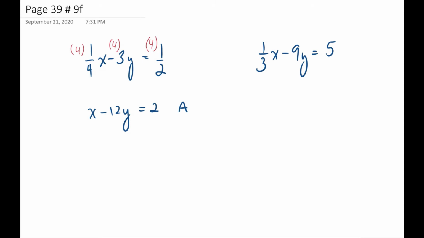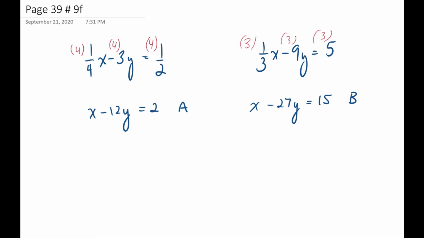In the second equation, the common denominator you would consider is 3. So I'm going to multiply all the terms by 3. In the first equation, I get 3 divided by 3, so I get 1x minus 27y, 3 times 9, equals 15, and that'll be my equation B. So what I've done is I've created an equivalent equation that represents the equation above.